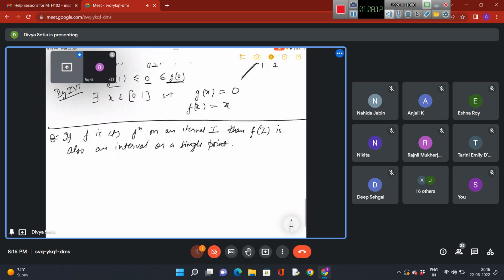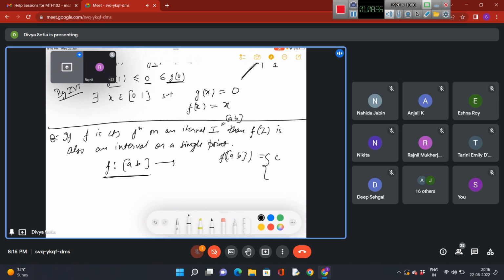Fine. So this exercise says that if you have any continuous function on a closed and bounded interval I, then the image of this closed and bounded interval, f of [a,b], is either an interval, any interval.